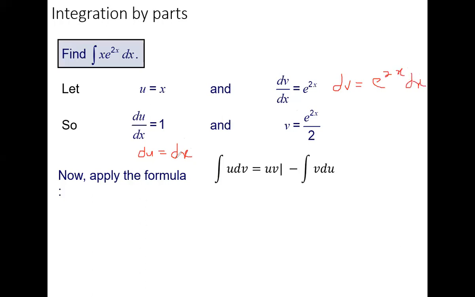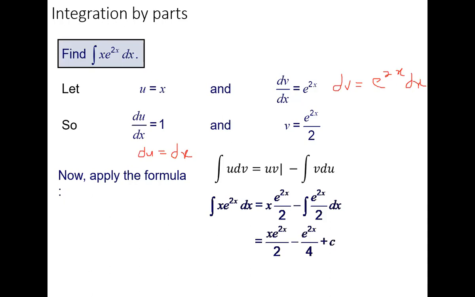Good. So we are going to substitute. The integral of x e raised to the power 2x now becomes, your u is x, your v is e raised to the power 2x over 2, minus the integral of e raised to the power 2x over 2 dx.